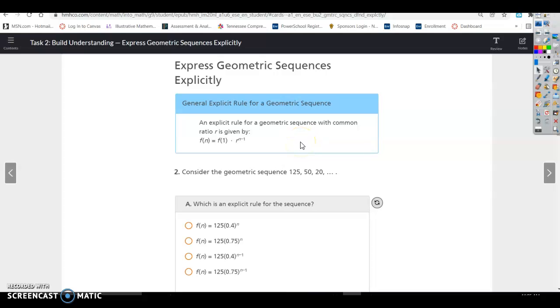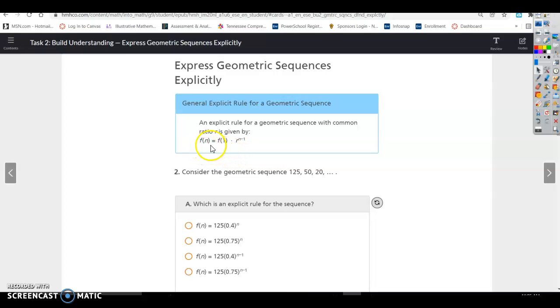It says an explicit rule for a geometric sequence with common ratio r is given by f of n equals f of 1, which just means your first term, times r, your common ratio, raised to the n minus 1 power. So for each explicit rule that you write, this is what you're going to write it as.